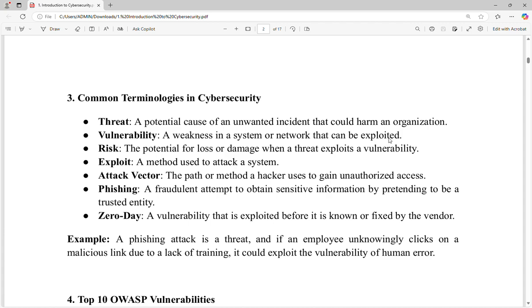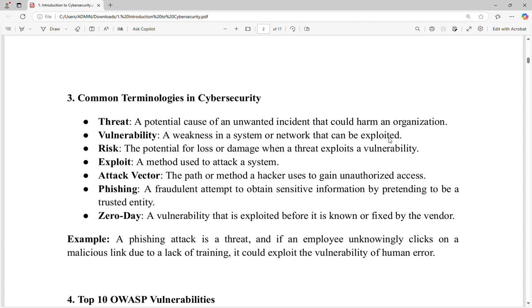When it occurs, it can cause financial loss, trust issues, or non-compliance fines, and so forth. It can destroy the most critical and tangible assets of the organization. A threat is something potential that is yet to happen. It's a potential cause of an unwanted incident that will harm the organization.